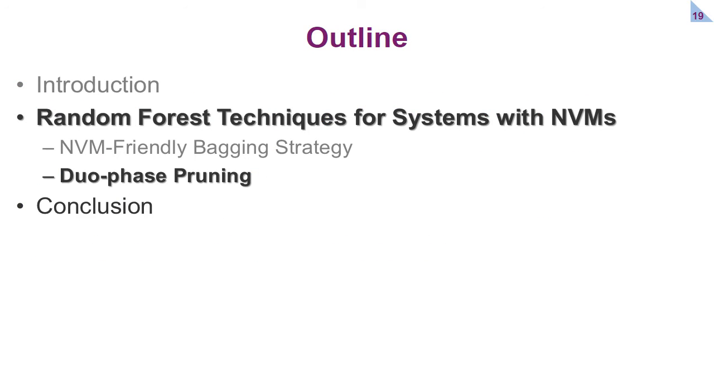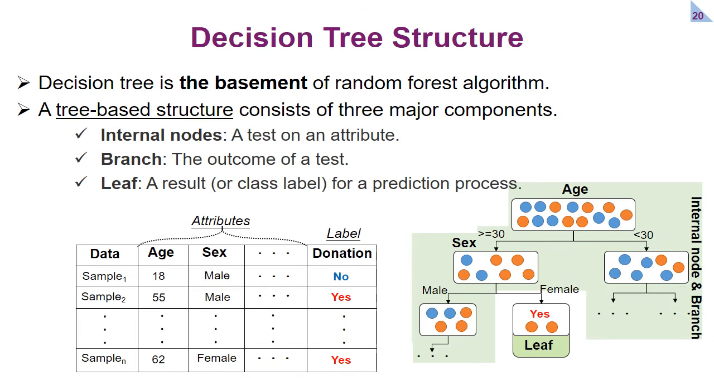Now we shift our focus to the pruning stage of the random forest construction, and we propose the dual-phase pruning to increase the energy efficiency and reduce the write latency. Decision tree is the basis of the random forest algorithm. A tree-based structure consists of three major components. The internal node is the test on an attribute, the branch is the outcome of a test, and the leaf node is the result for a prediction process.